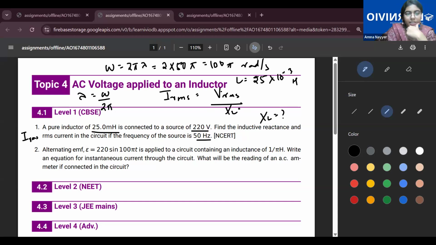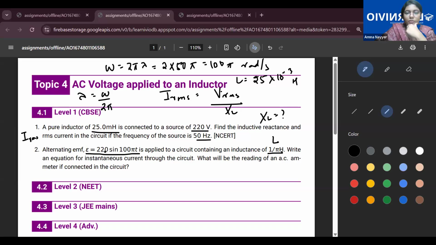This whole equation is the equation of EMF. This is applied to a circuit containing an inductance 1 by pi. L is given. Write an equation for instantaneous current through the circuit. What will be the reading of an AC ammeter if connected in the circuit? Current is asked. But in the first part, it says equation of instantaneous current.